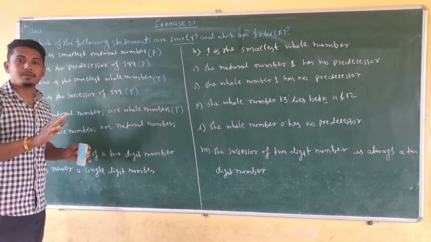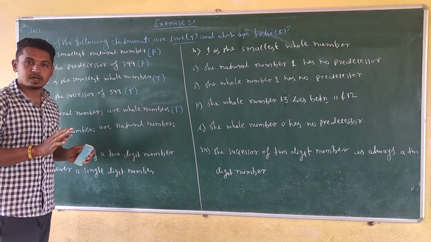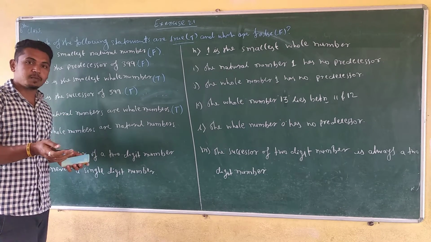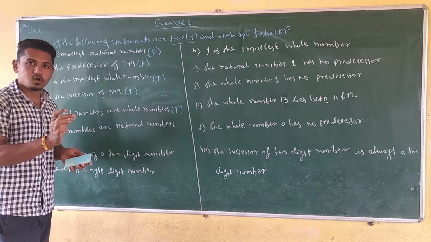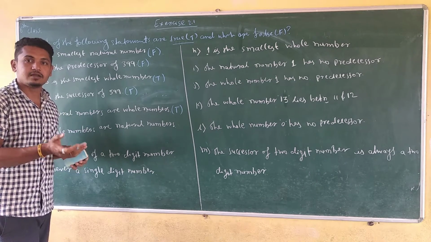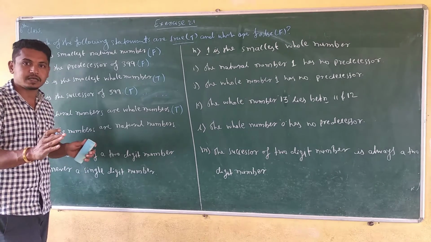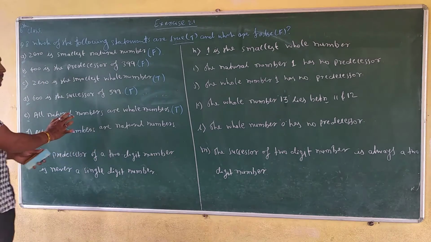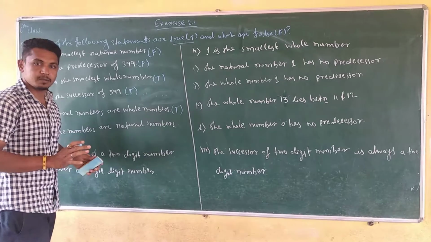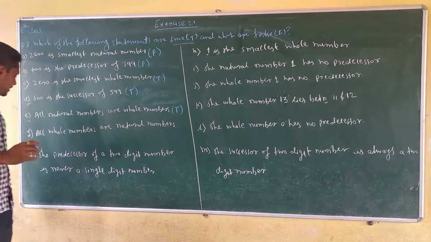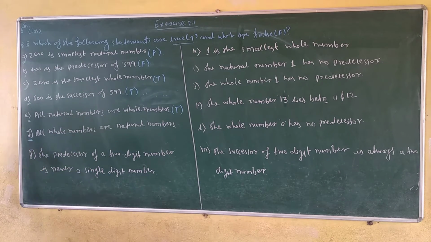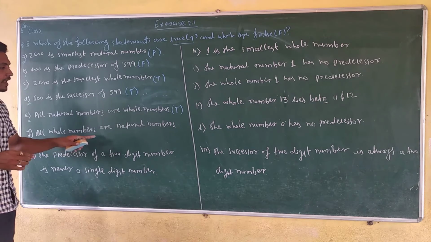But all whole numbers are not natural numbers. Why? Because whole numbers include 0, and 0 is not a natural number. That's why all whole numbers are not natural numbers, but all natural numbers are whole numbers. Next, the next statement: all whole numbers are natural numbers.